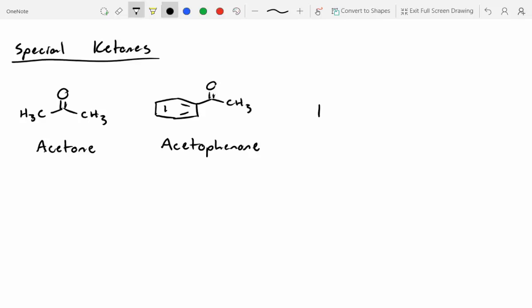The last one that's pretty common is this one. What would this be called? Benzophenone. So it's still got that phenone functional group. We've got the benzene or phenyl ring right next to a carbonyl, and then we've got another benzene coming off. So this is just benzophenone. Some people might call this diphenylketone. However, most people will call this benzophenone.